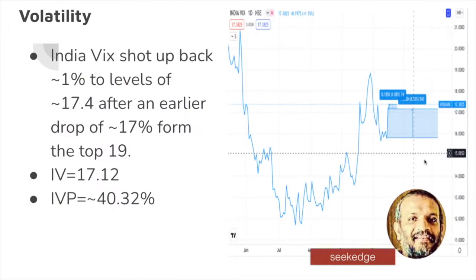VIX is kind of flat, it slightly moved up 1%, but the previous day it had jumped up nearly 9% after the initial 17% dip that happened a few weeks back. So it is trying to hover between 16 to the upside, up to 19 or 20. So that range formation is what is happening. And implied volatility is at 17.2 levels, and implied volatility percentile is 40.32, and it's gradually going up in favor of the option sellers.